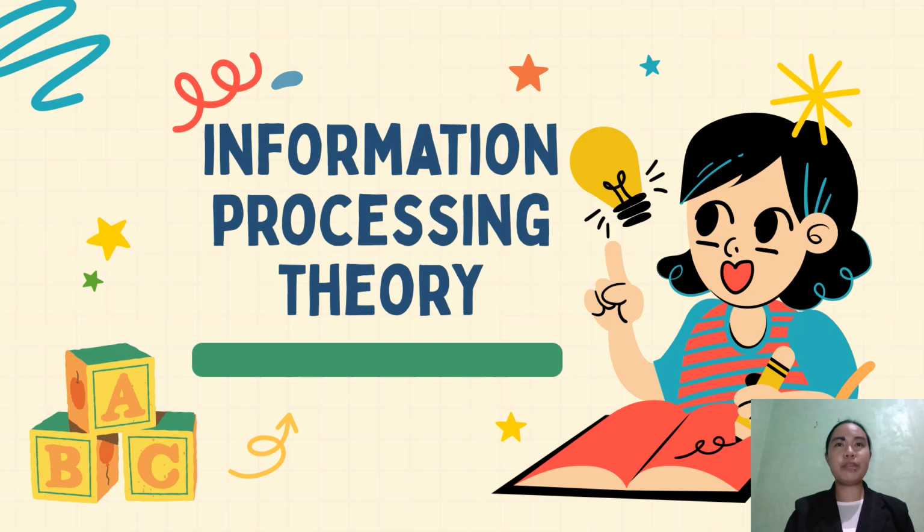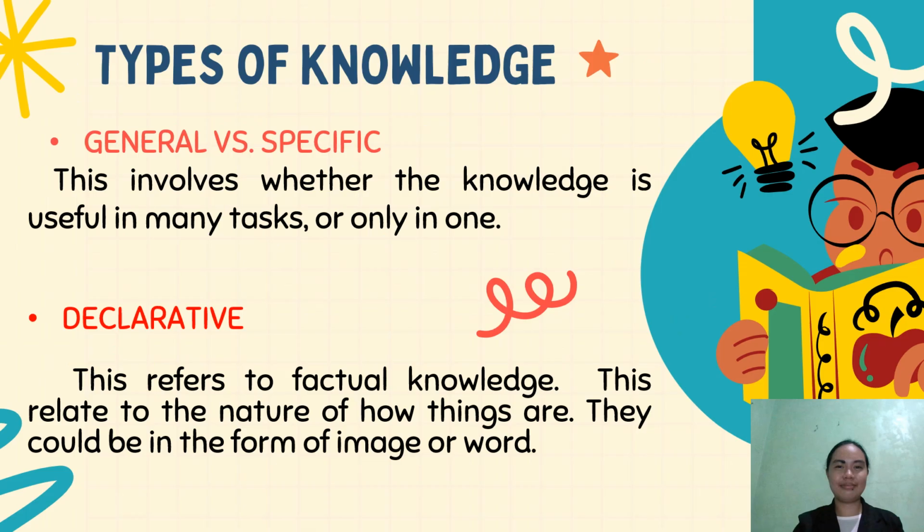Now, information processing theory is a cognitive theory that uses computer processing as a metaphor for the workings of the human brain. It was initially proposed by George A. Miller and other American psychologists in the 1950s. So the theory describes how people focus on information and encode it into their memories.